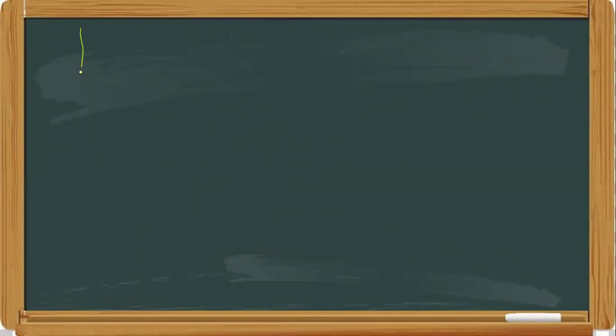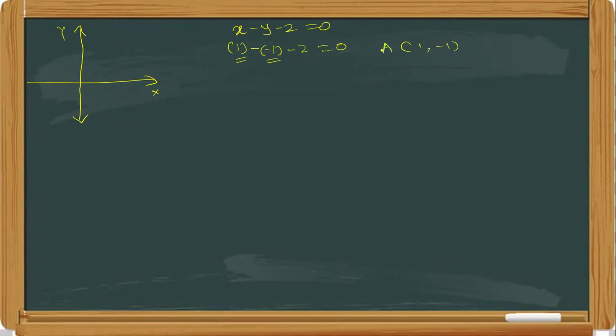One method that we learned yesterday was the graphical method. Let's say this is the y-axis and this one is the x-axis. The equation was x minus y minus 2 equals 0, right? Now to draw the graph of this equation, let's take the value of x to be 1. Then y is minus 1, since 1 minus (minus 1) minus 2 equals 0. So x equals 1, y equals minus 1. This is point A.